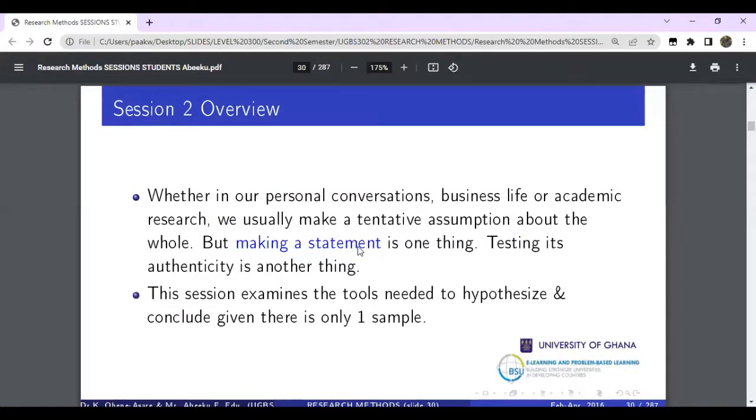Hypothesis. Can you see the screen now? Yeah. Can you see the screen? Yes, I can see it.